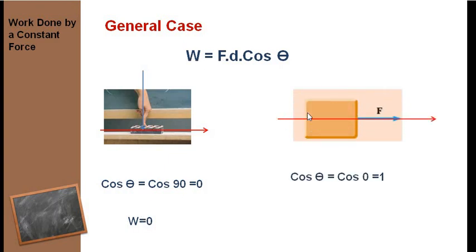And if we go back to the example where the force is parallel to the displacement, that means the angle between the force and the displacement equals zero, and as you know, cosine zero equals one. If we substitute that here, we recover the law W equals FD. So this is the general law, which works for all cases when we want to talk about the work.